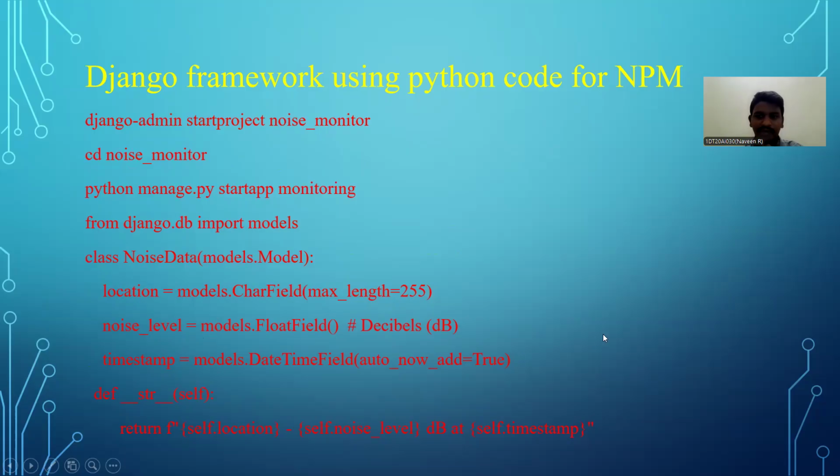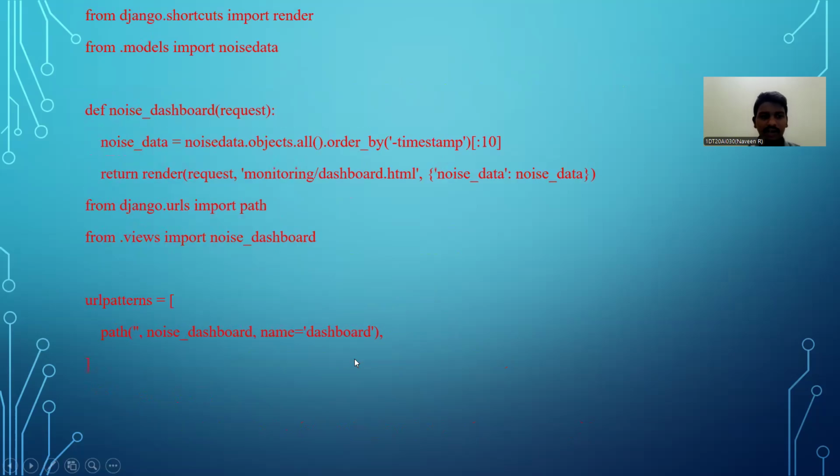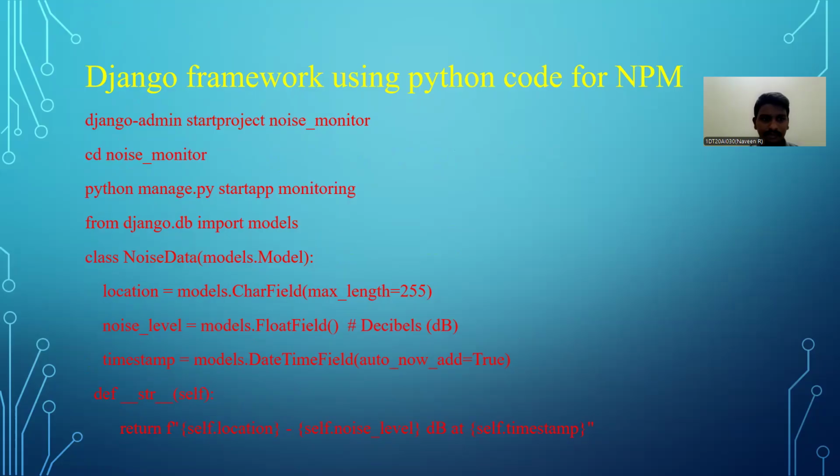It describes a floating point number for the noise intensity in decibels. And also timestamp. Timestamp equals models.DateTimeField with auto_now_add equals True. This timestamp is a date time field that automatically saves the current time when a record is created. We are going to define the string method, which returns a readable string format of an object.